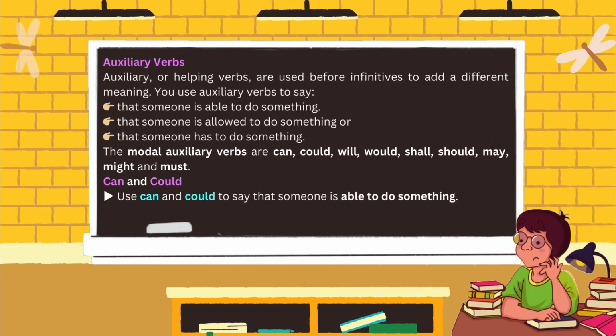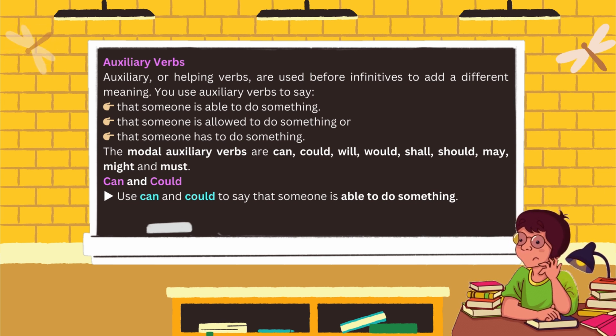Auxiliary verbs. Auxiliary or helping verbs are used before infinitives to add a different meaning. You use auxiliary verbs to say that someone is able to do something, that someone is allowed to do something, or that someone has to do something. The modal auxiliary verbs are can, could, will, would, shall, should, may, might and must.